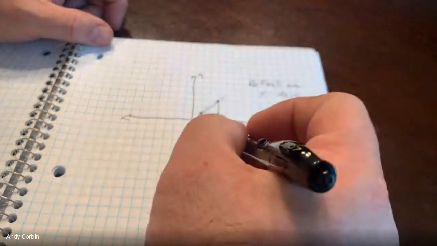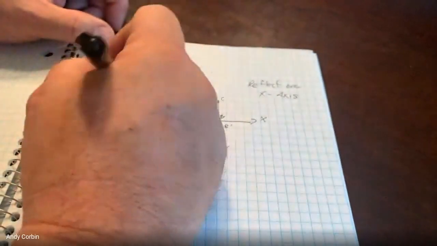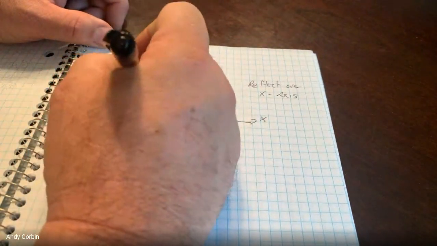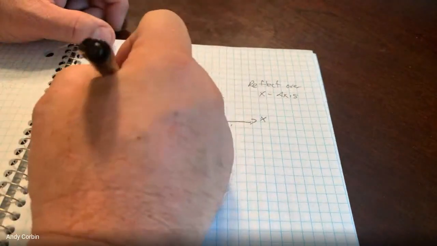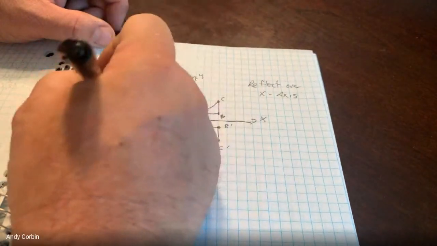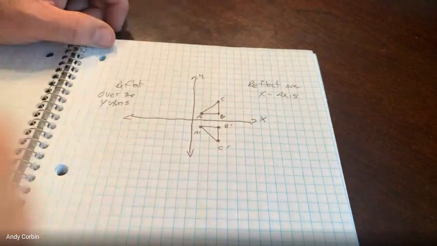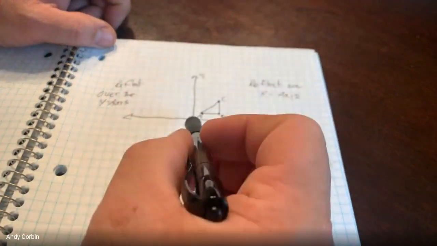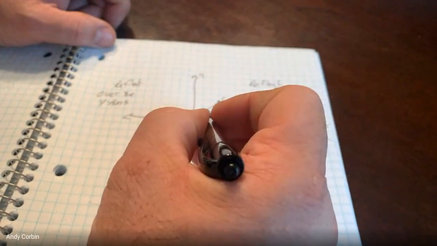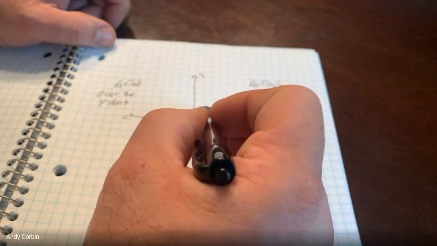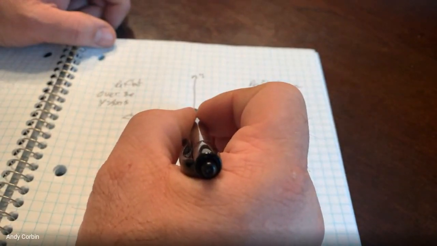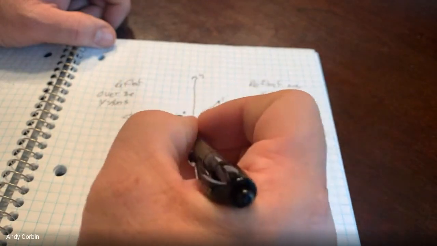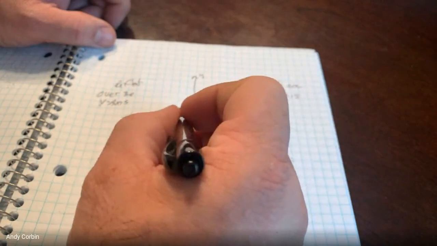Okay, so that's over the x. So now we're going to reflect over the y-axis. Okay, so again, you find your line of reflection, and you're going to take each vertice and you're going to count to the line of reflection. So A is 1 away, so I'm going to go on the other side. And so A, and I'm going to call it double prime, okay, is 1 away.